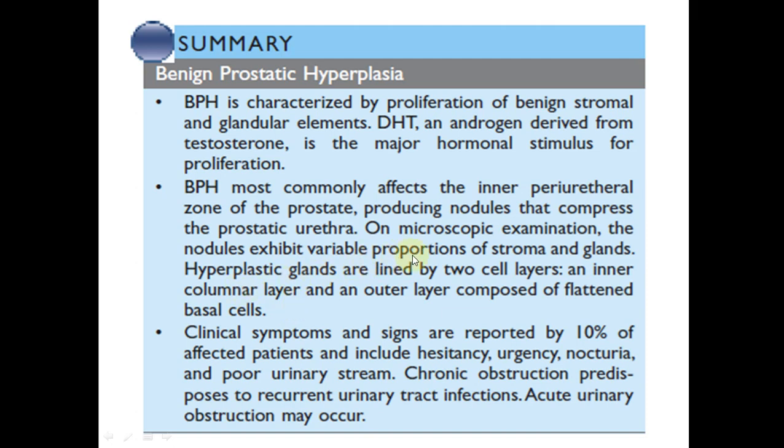The hyperplastic glands, as we know, have two layers. The inner one is the columnar epithelial cells, and the outer layer is the cuboidal epithelial cells, which appear as flattened basal cells, and there are papillary projections due to the overgrowth of the prostate glandular layers into the lumen, which also contain the corpora amylacea.